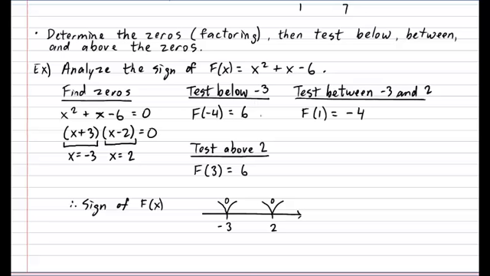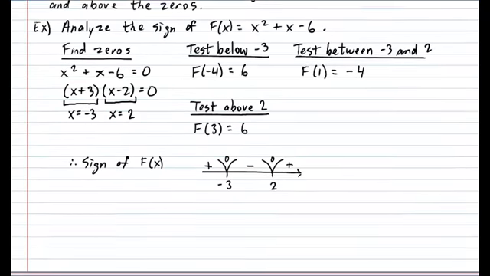For any value of x that's less than -3, the result is going to be positive. For our second test, anything between -3 and 2 is going to give you a negative number. Negative. And for anything beyond the second x-intercept, it's going to be positive. There's our conclusion. Alright, I think it's time for you guys to try one on your own.